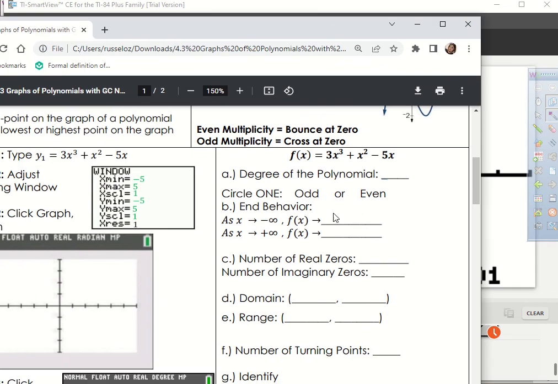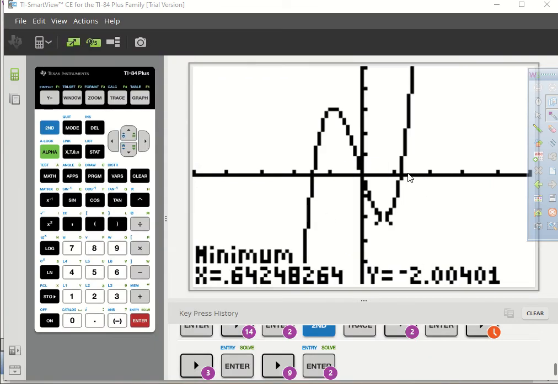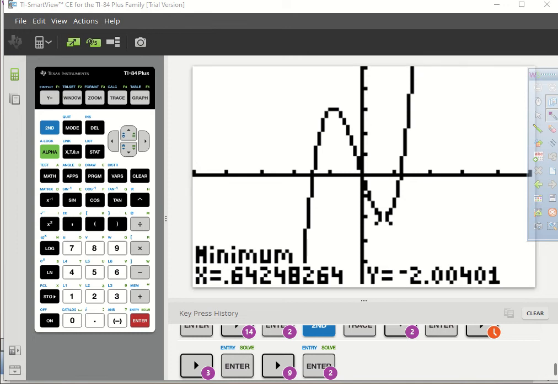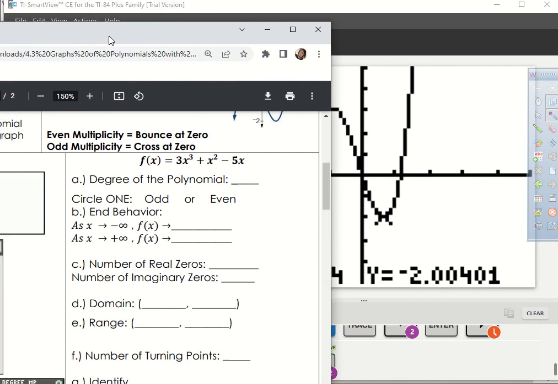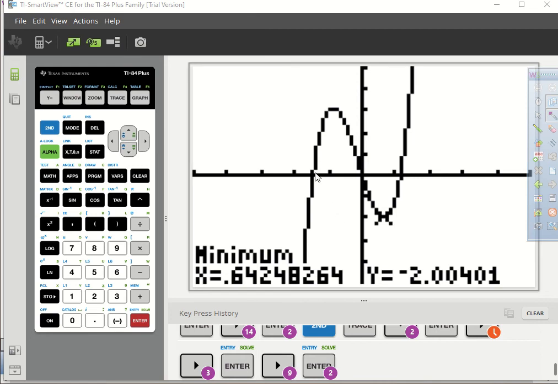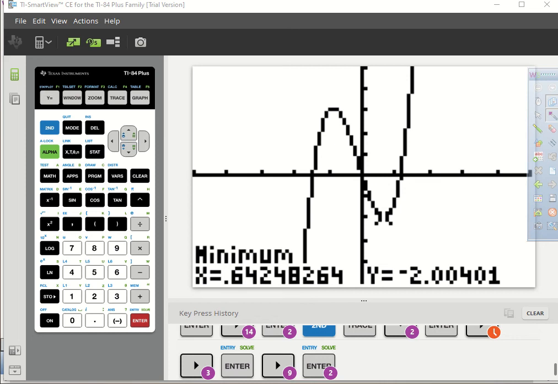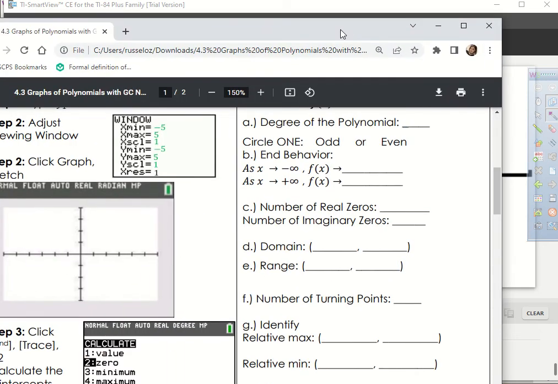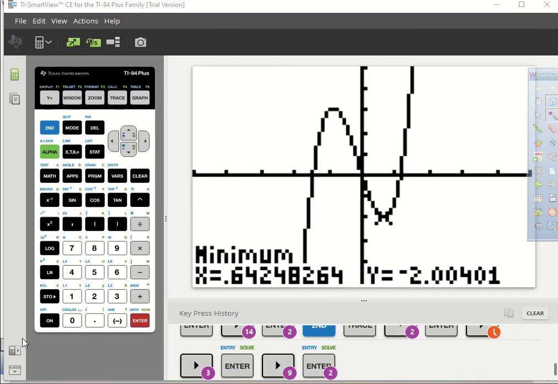So your function is going to negative infinity. As x goes to the right, my function goes to positive infinity, upward direction, okay? And then number of real zeros, it looks like we have 1, 2, 3 real zeros, which means we must have 0 imaginary zeros. Both domain and range are negative infinity to positive infinity. And the number of turning points, we already said, was 2.